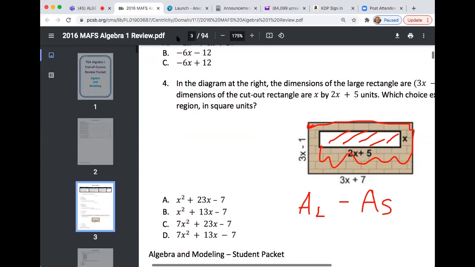All right? Did anybody come up with an answer yet? Okay, guys, quick question. How do we calculate the area of a rectangle?